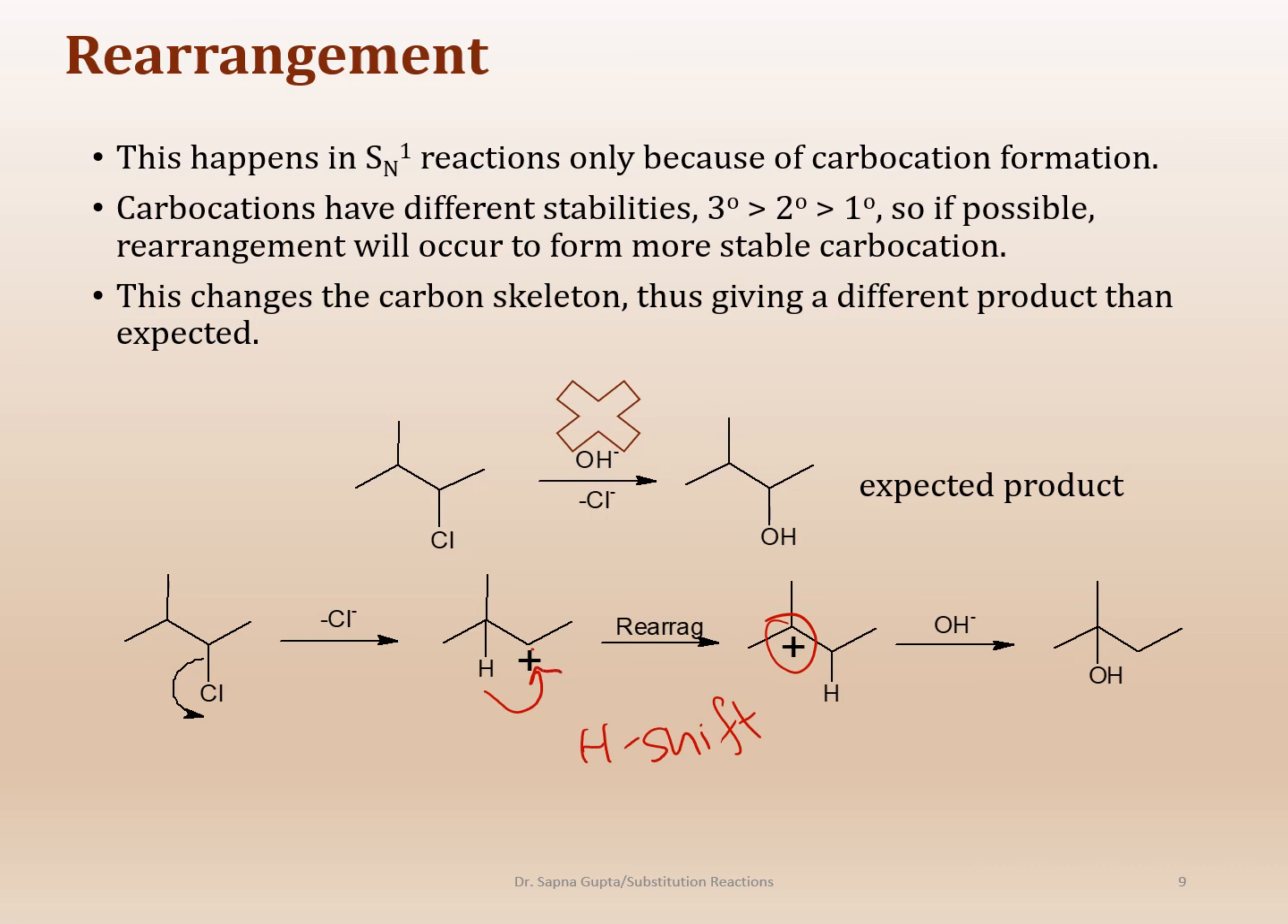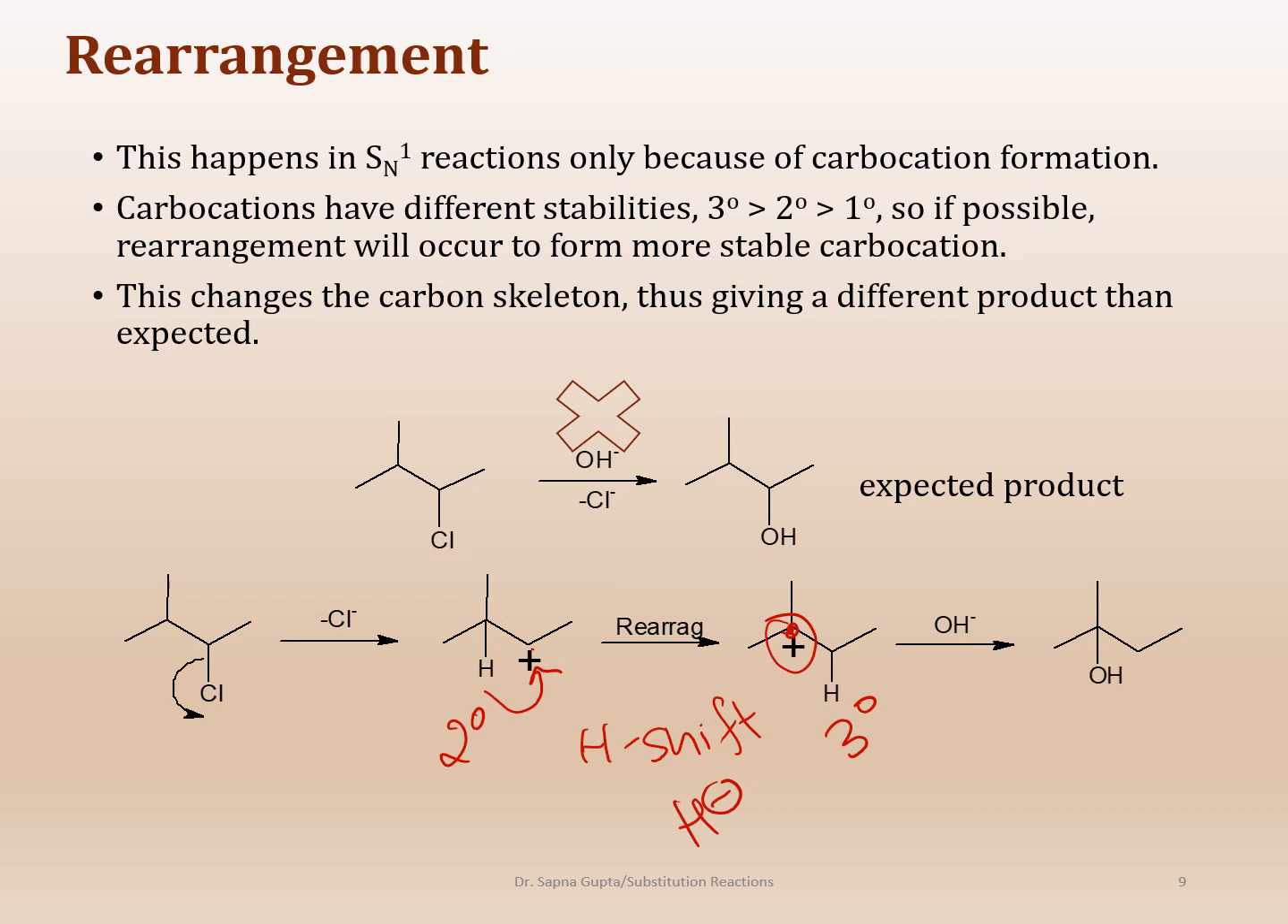So once that hydride has shifted, once the hydrogen has shifted, and again, an H shift is actually a hydride, which means it's taking its electrons with it. If it takes its electrons with it, now this carbon has no electrons on it. So that's where the carbocation now forms. Now this carbocation is a tertiary carbocation. This one was a secondary carbocation. Tertiary is more stable than secondary. So that's why this rearrangement happened.